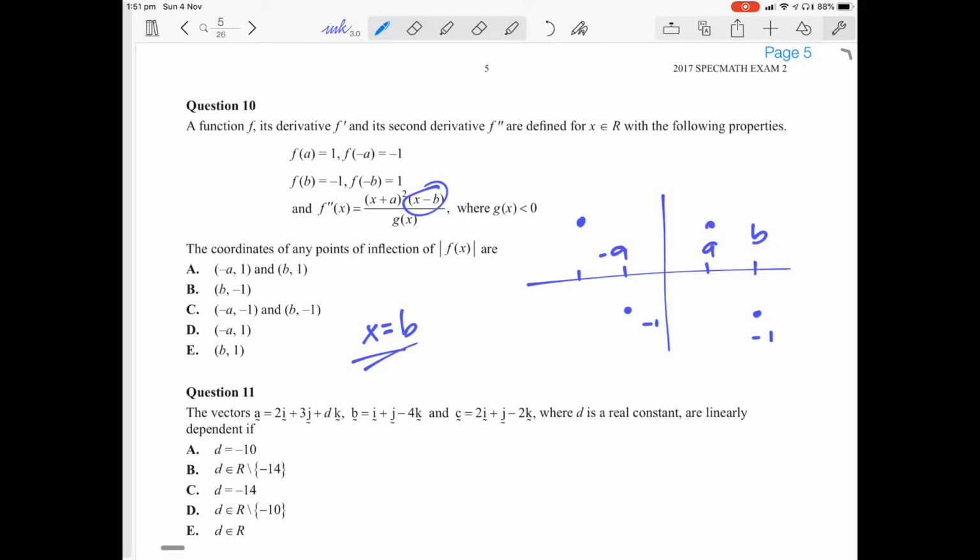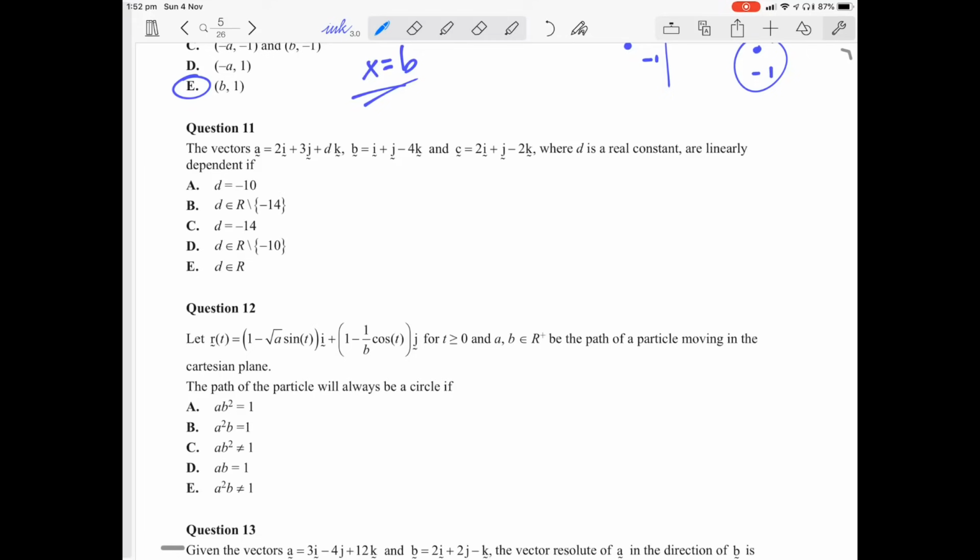Okay, g of x is negative. We don't really care about that, but it says any points of inflection of mod f of x. So if that is b, negative 1, it's got to be reflected, so it's going to be b, 1. Hard question again. Okay.